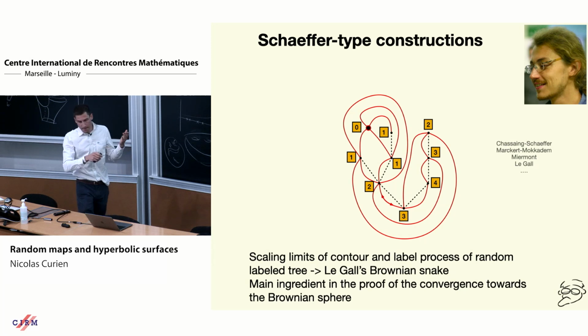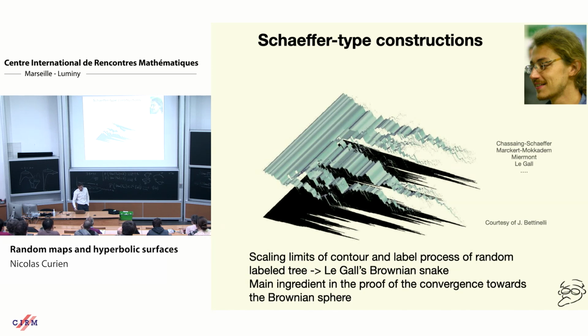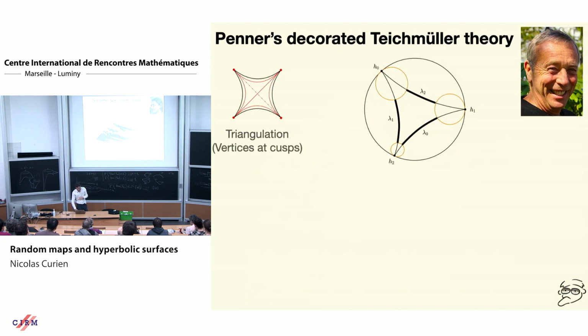Okay, now you've got a lot of techniques, but getting the scaling limits of such random trees is really the building block in Le Gall's proof of the convergence of random triangulations or quadrangulations towards the Brownian sphere. Okay. I claim that we've been playing with that for 20 years in the random map community, and I claim that you guys have known this for random surfaces since the 80s. And it is Penner's decorated Teichmüller theory.